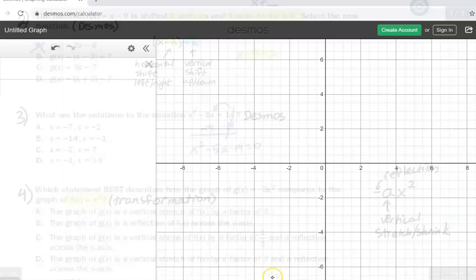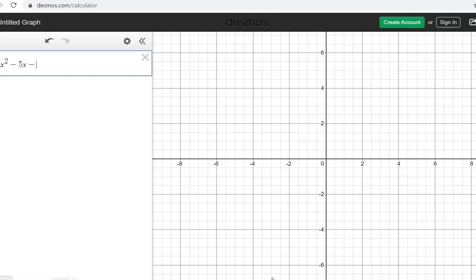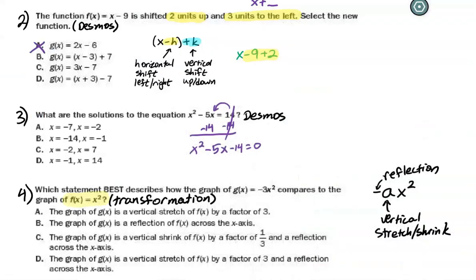So we now go back to Desmos, and we're going to type in that equation, x squared minus 5x minus 14. It wants to know where the solutions are, and on Desmos, if you click on where they intersect or where these points are, it gives you the actual points. My solutions are my x-intercepts. So -2 and 7 are the correct answer, so therefore it has to be C. I'm just going to give you that one since I showed you how to do it completely. Alright, number 4, transformations.